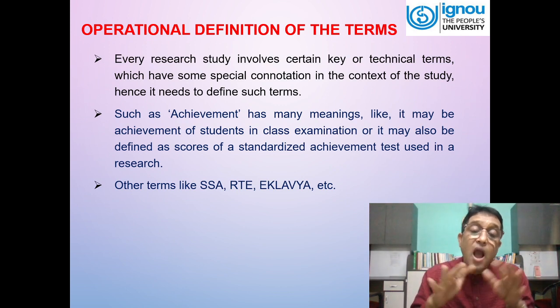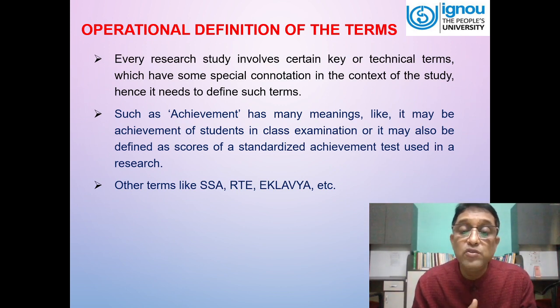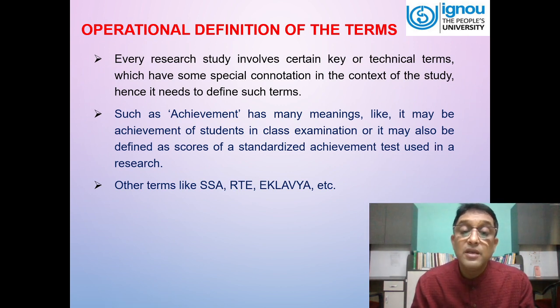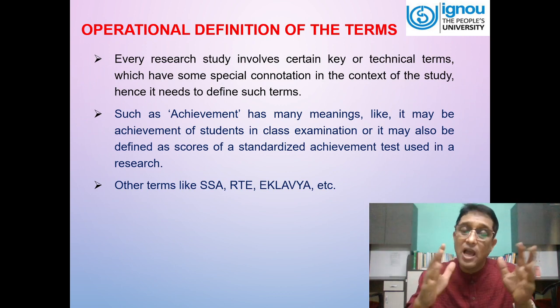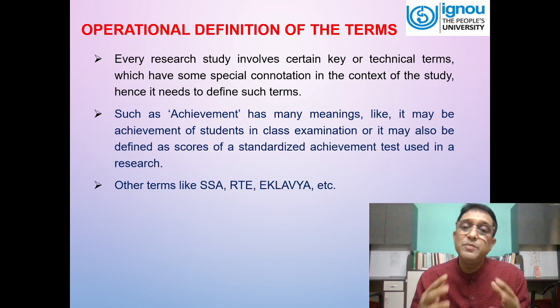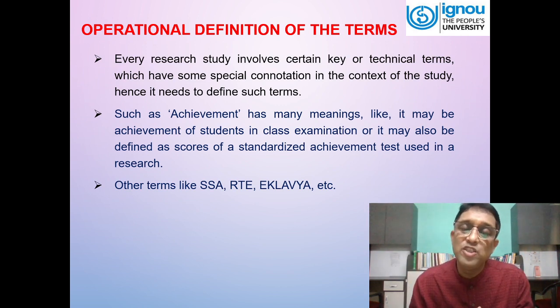Okay, that is how the terms will be used in your study. Such as, for example, achievement is taken here. Achievement has many meanings, like it may be achievement of students in class examination, or it may also be defined as scores of a standardized achievement test used in a research. Let's say you are going to do research, and you have taken students' achievement as a variable. Achievement means you will get some score, an achievement score.